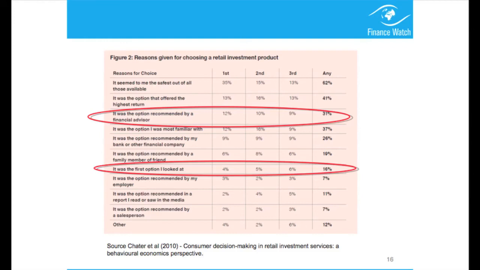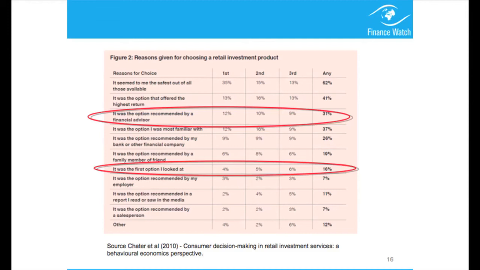Those are issues that are currently not addressed by the current proposal. I mean, you can have the clearest information document in the world. If people do not read it, or if they tend to rely more on the advice than on the information, then the document will not prevent them from purchasing the wrong product. And also, we would argue that some products, no matter how well explained, will always be too complex to be understood by retail investors.